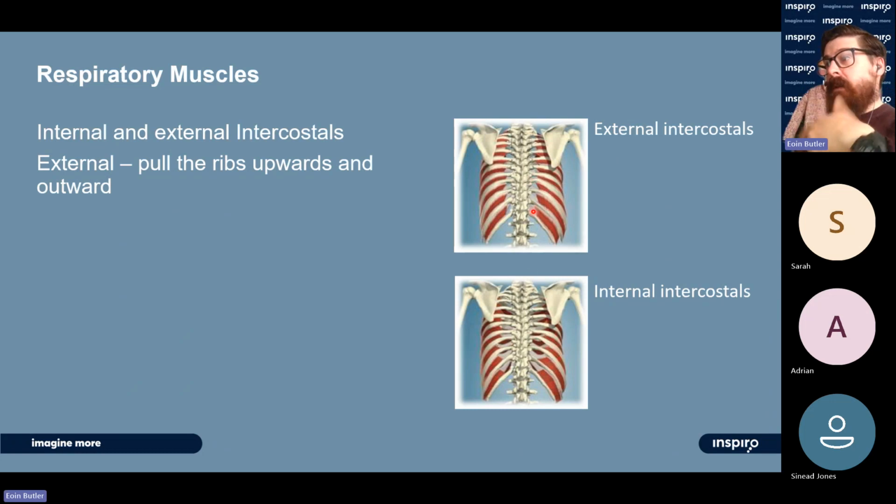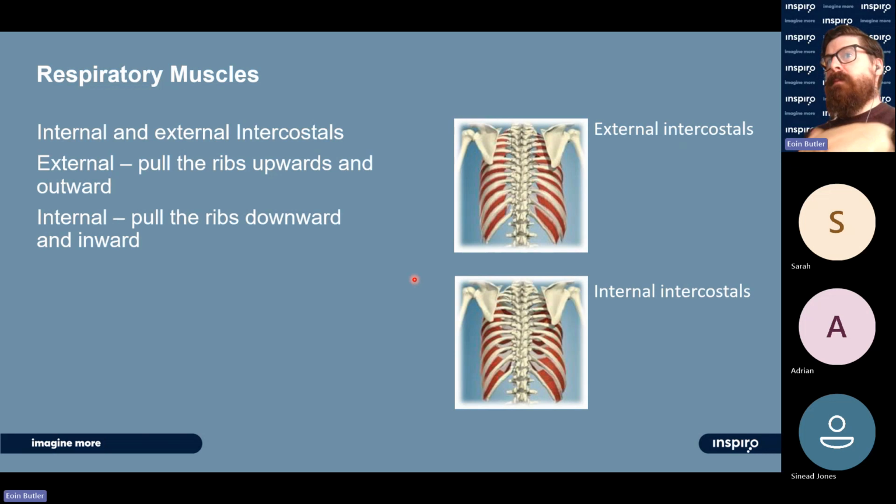To exhale, the internal intercostals will pull the ribs down and in, and the diaphragm will relax back to its dome shape, reducing the space within the thoracic cavity and essentially squashing our lungs, our two airbags, and then pushing air back out of the body, out of the lungs, out through the nose and mouth.